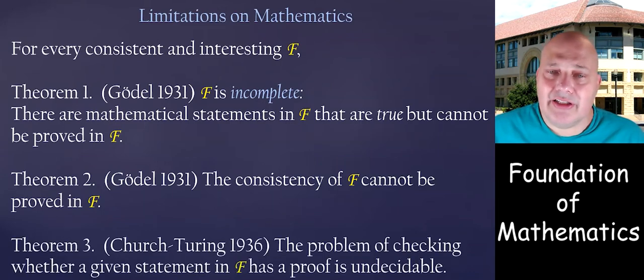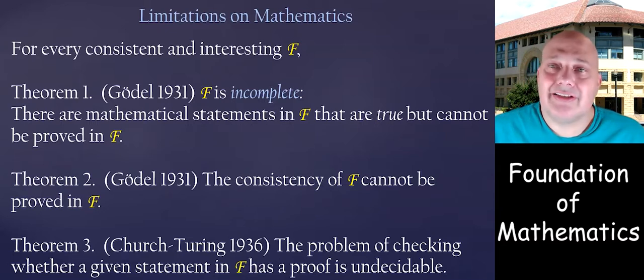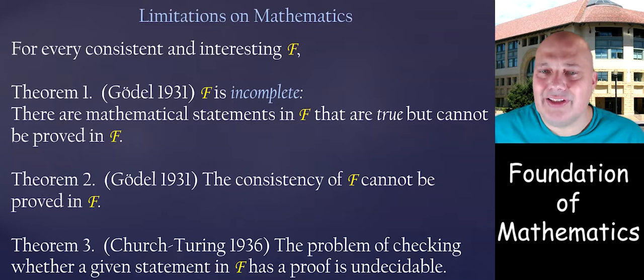And finally, Church and Turing showed that the problem of checking whether a given statement in F has a proof is undecidable. So there are true statements that don't have a proof. And so we'll say, okay, at least let's find all the statements that have a proof. But we cannot even hope to do that. Given a statement, we don't necessarily even know if it has a proof or not.